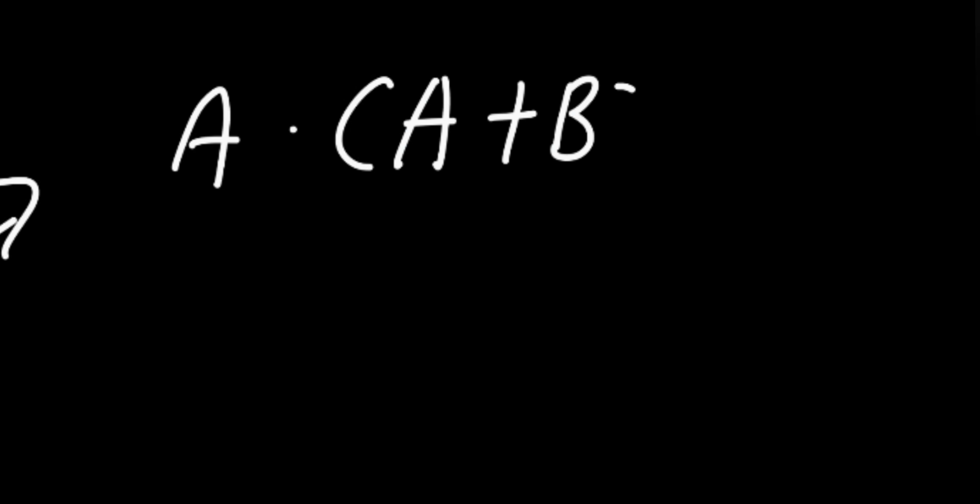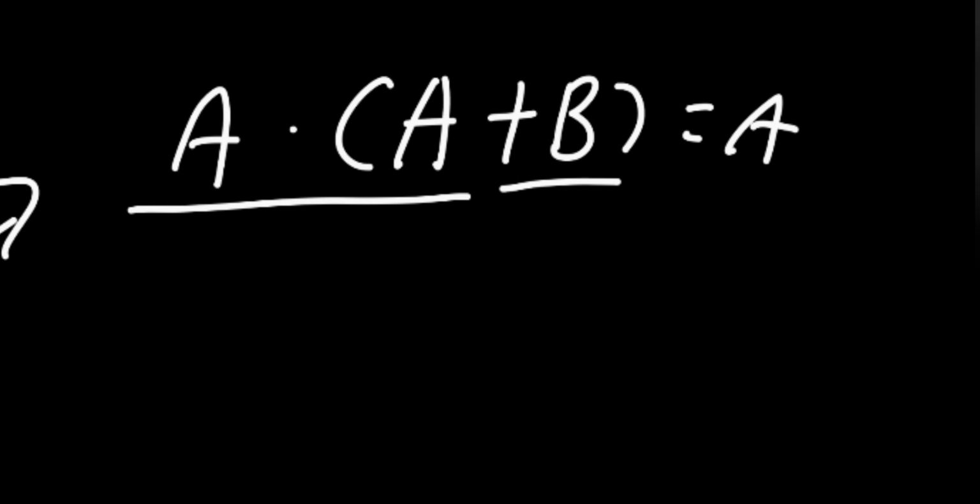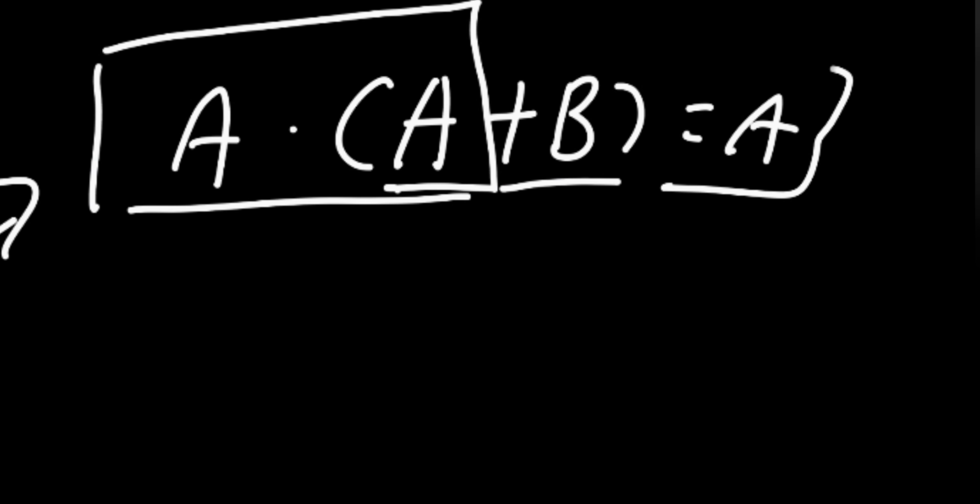Similarly, let's do another one, which is A dot (A plus B) is equal to A. Similar to that, the value of B doesn't really matter. The value of A determines the output. That's why it is A. Even if B was 0 or 1, it doesn't impact the output. That's why we put A.